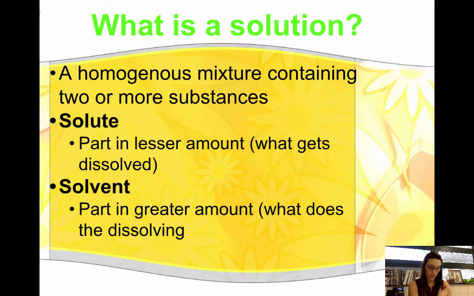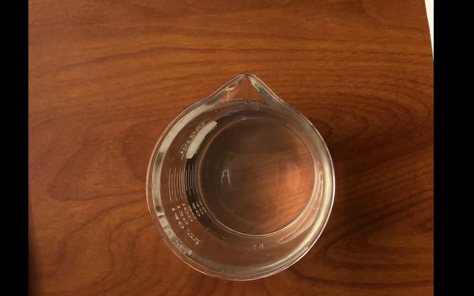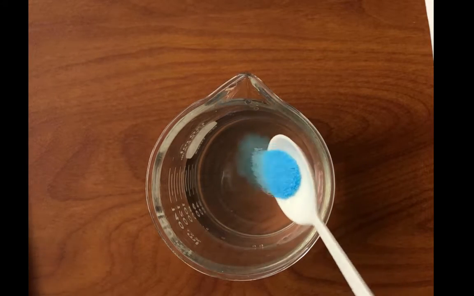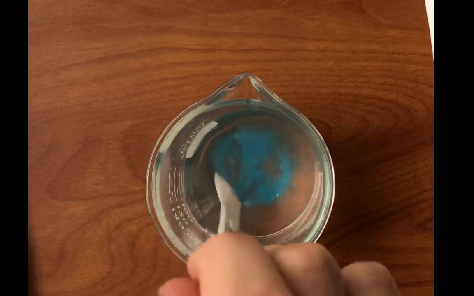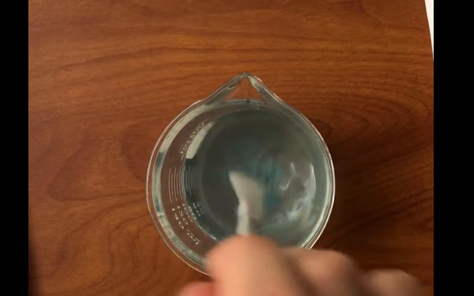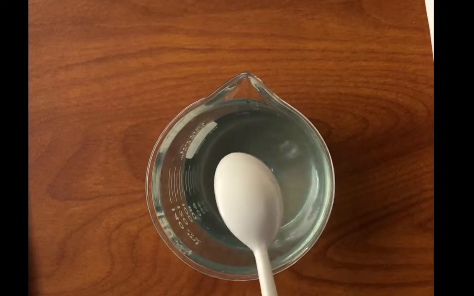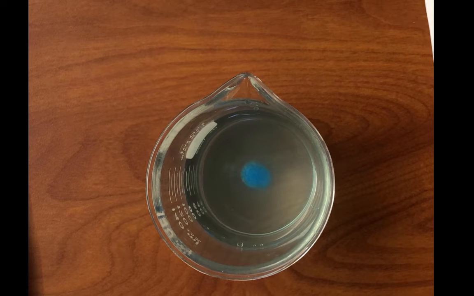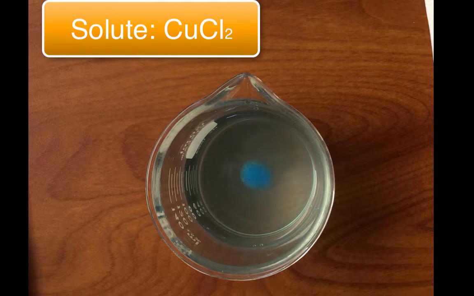So what we're going to do is look at what happens when we dissolve copper 2 chloride in water. So as an example, if I were to add some copper 2 chloride into the beaker of distilled water, I've just created a solution. So in this solution, we have a solute and we have a solvent. The solute is what gets dissolved. The solvent is what does the dissolving. So in this solution, the solute is the copper 2 chloride.